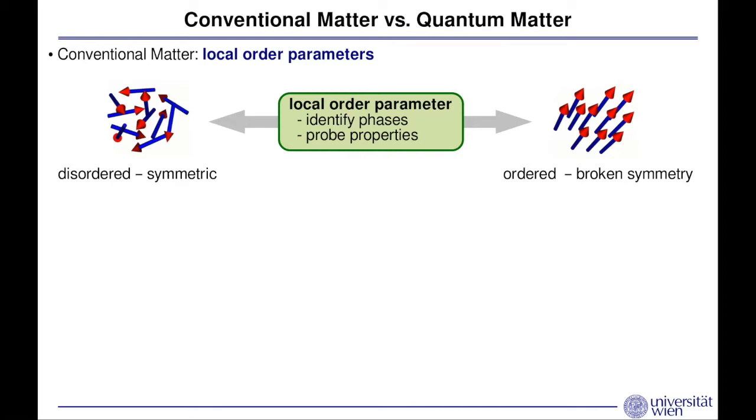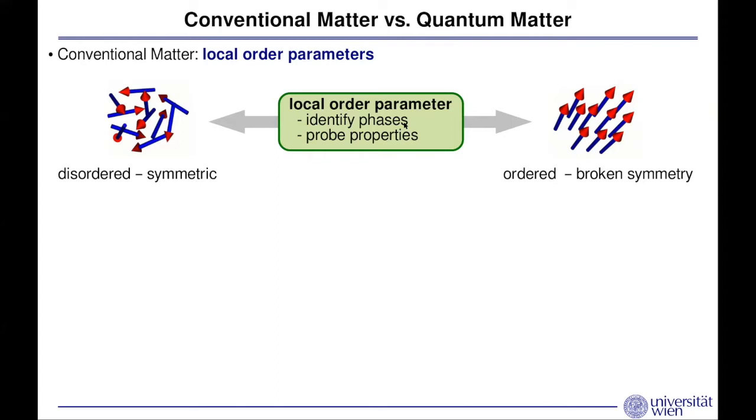So local order parameters are a very powerful tool, as we all know, right? They allow us to distinguish, to identify different phases. So for instance, we can take some magnetic system, and at high temperature, it will be disordered. So it will have the full rotational symmetry. At low temperature, the magnets will order in parallel. So these local order parameters can be used for different things. They can be used to identify different phases. They can also be used to probe properties of the phases, to study the phase transitions.